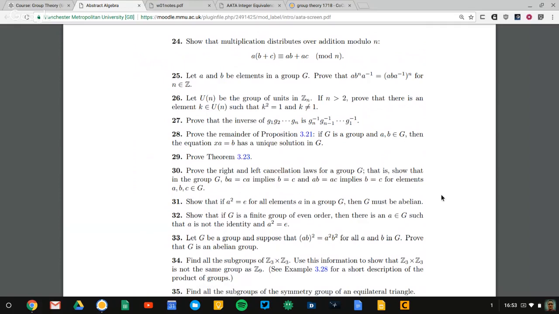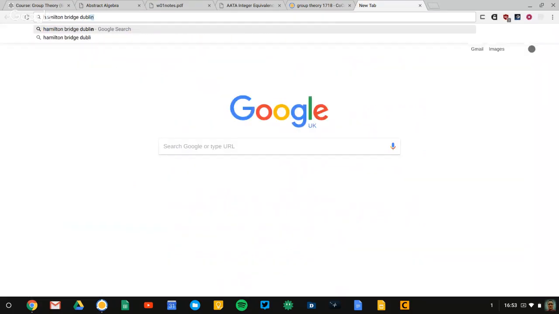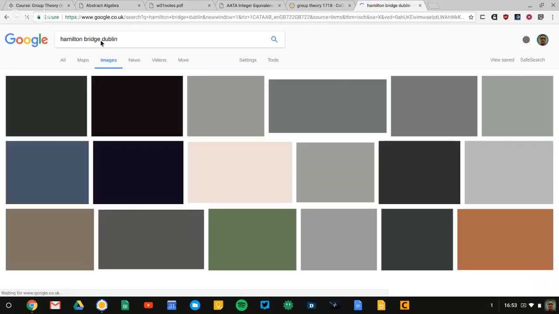You can Google the bridge. No, that's it. It just reminded me of the Eiffel Tower, which has famous names on it. Laplace was one of them, and Lagrange. What is it, math people? Broom Bridge, it's called, I believe.